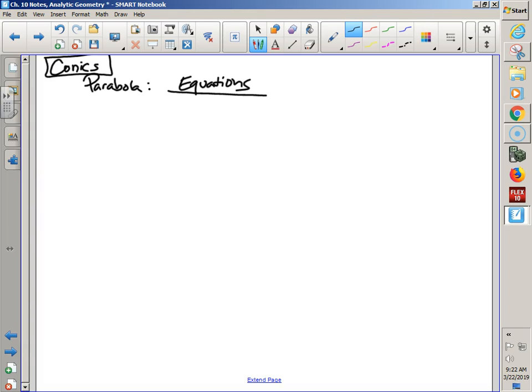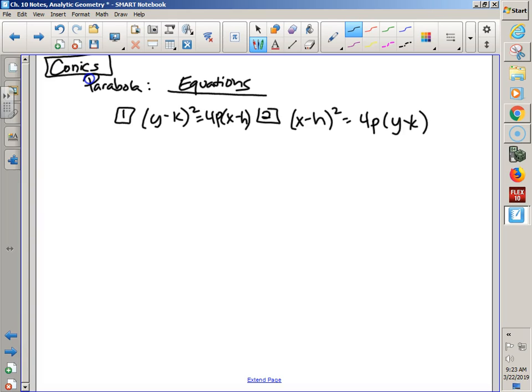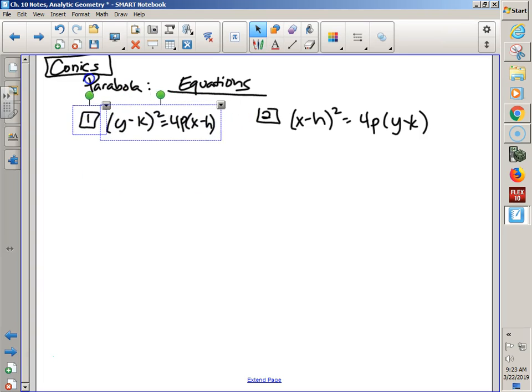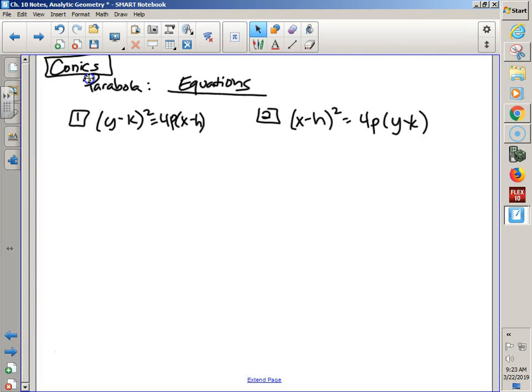Let's start here. So we have option 1, and we have option 2. Option 1 is y minus k squared equals 4p times x minus h. And option 2 is x minus h squared equals 4p times y minus k. What are some things that you recognize just now looking at these two basic equations, according to your calculator, of parabolas when considering them as conics?